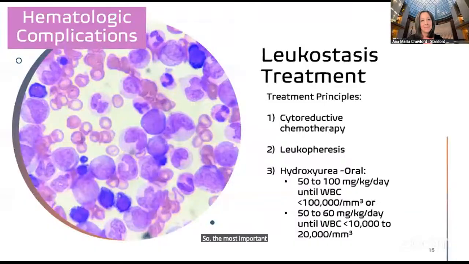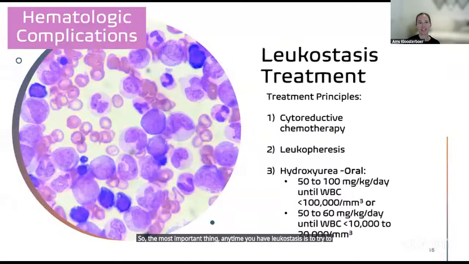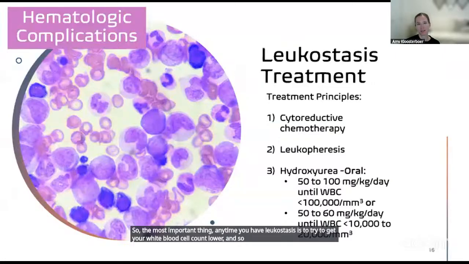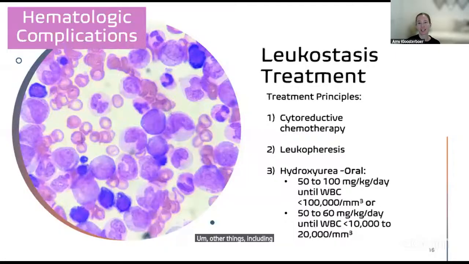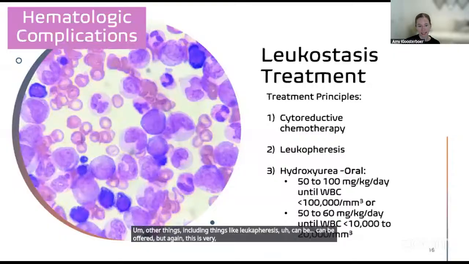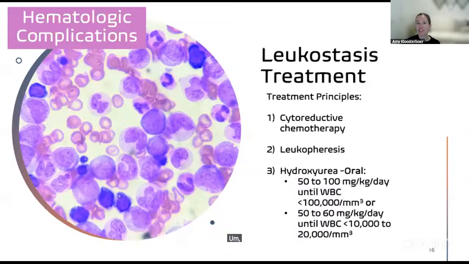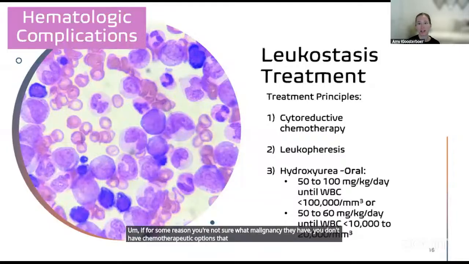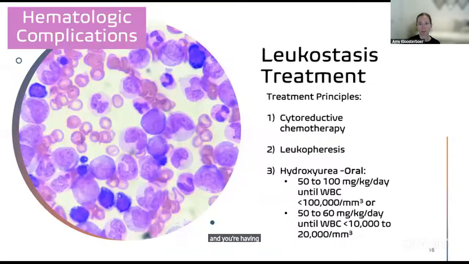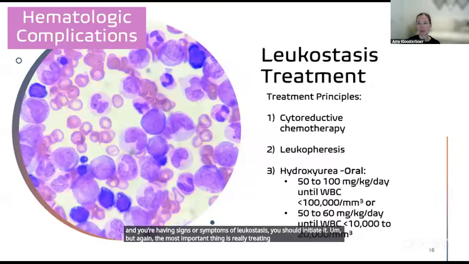So the most important thing anytime you have leukostasis is to try to get your white blood cell count lower. And so prompt treatment with cytoreductive chemotherapy is going to be your best treatment choice. Other things, including leukapheresis, can be offered, but again, this is very resource intensive and honestly not necessarily your treatment of choice because, like I said, the most important thing is really treating the underlying malignancy. If for some reason you're not sure what malignancy they have, you don't have chemotherapeutic options available, and you do have leukapheresis, and you're having signs or symptoms of leukostasis, you should initiate it. But again, the most important thing is really treating the underlying malignancy.